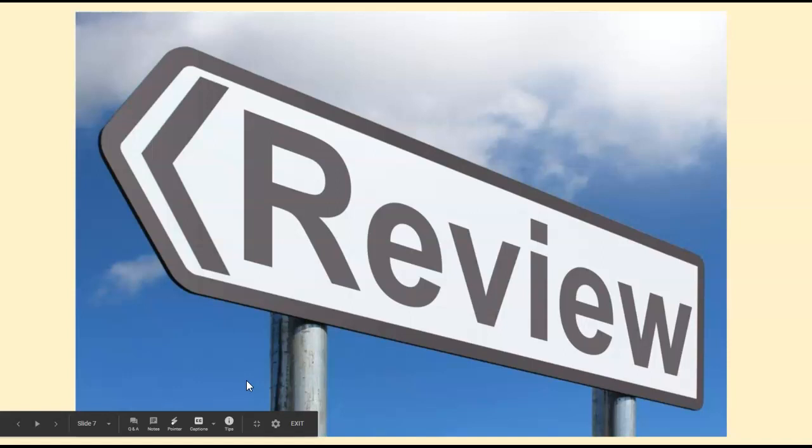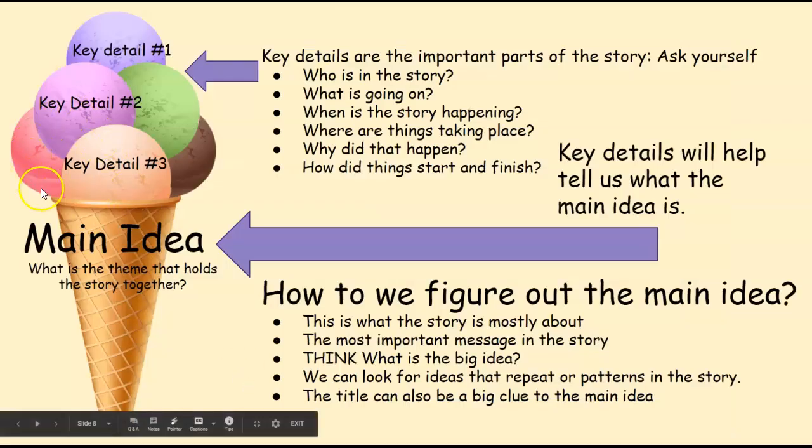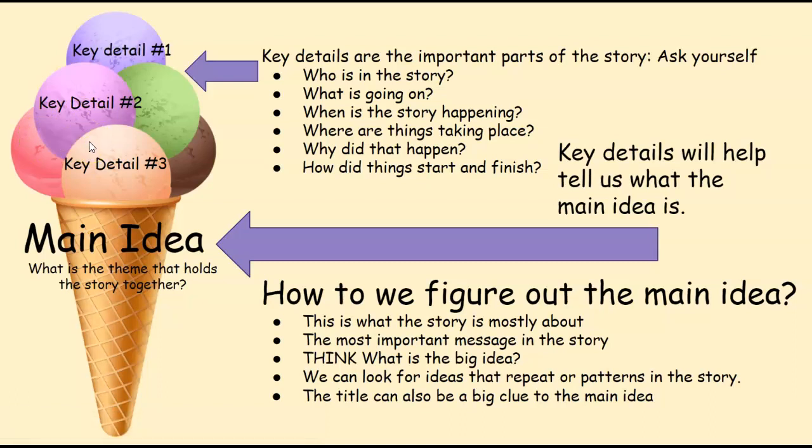So let's review. Key details are important parts of the story. We will ask ourselves who, what, when, where, why, and how. We will use our question words to better understand what's important. Those key details will help us understand what the one main idea is, the central theme that will hold the story together. Remember, there is just one main idea.